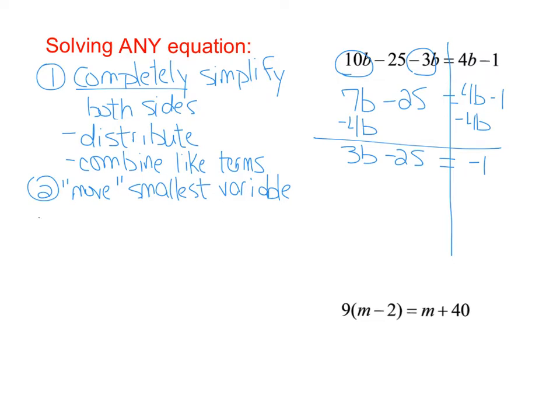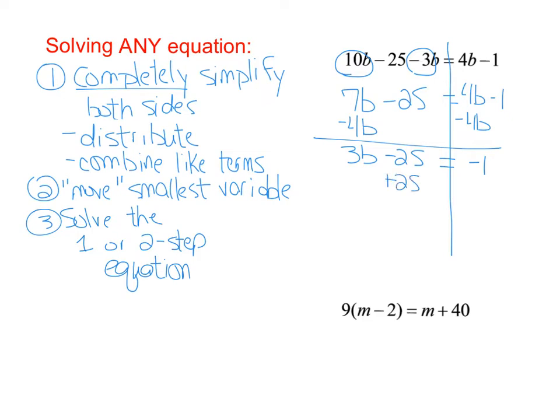Then at that point, you're going to solve what's either going to be a 1 or 2-step equation. Most of the time it'll be a 2-step equation. Occasionally it'll be a 1-step equation. So 3b minus 25, I'm going to add 25 to both sides. I get 3b equals 24. I'm going to divide both sides by 3, and b is 8.